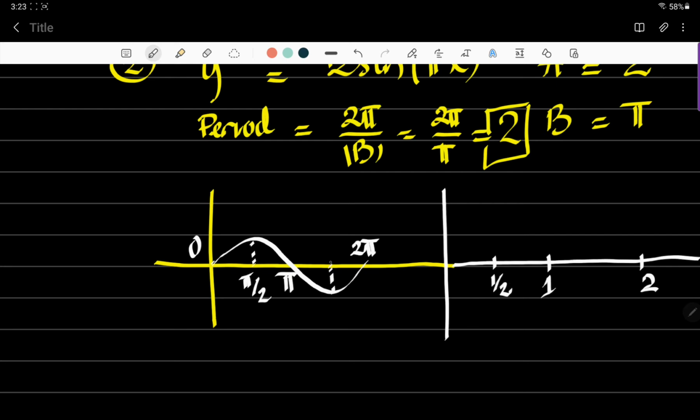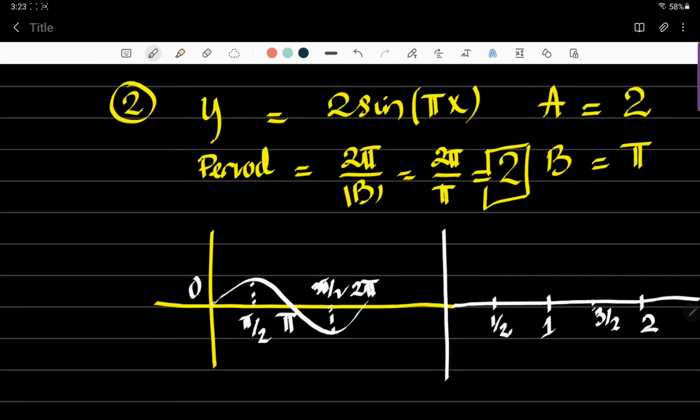Collision was so small. This one will be 3 half, and then the other one. And then the amplitude in this case is 2. So I move up 2 and go down 2, two scenarios. Okay, so what do we do now?